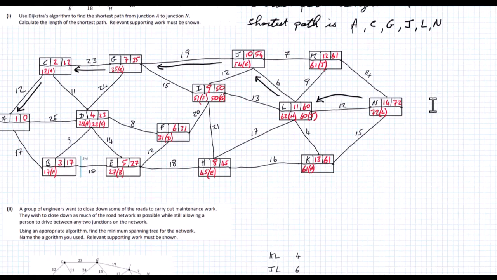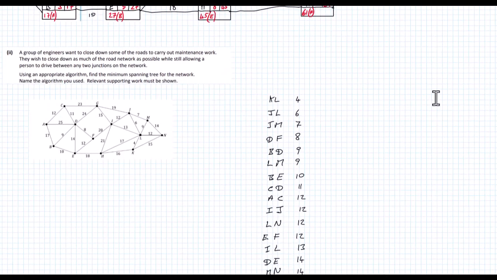Okay, so let's have a look at part 2 of this question. We have a group of engineers who want to close down some of the roads to carry out maintenance work. They wish to close down as much of the road network as possible while still allowing a person to drive between any two junctions on the network. Using an appropriate algorithm, find the minimum spanning tree for the network, name the algorithm you used. Relevant supporting work must be shown.